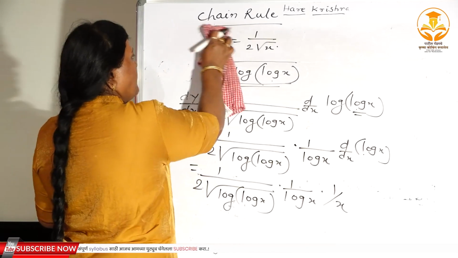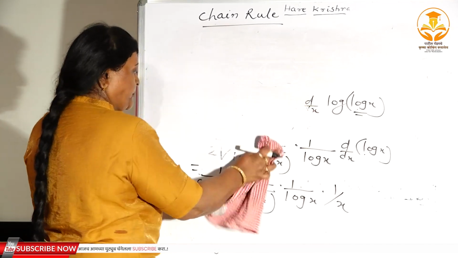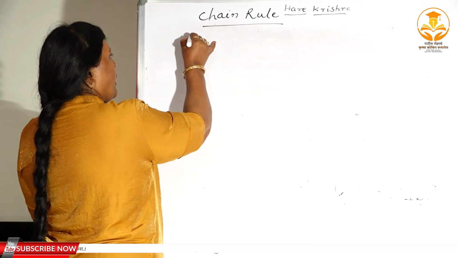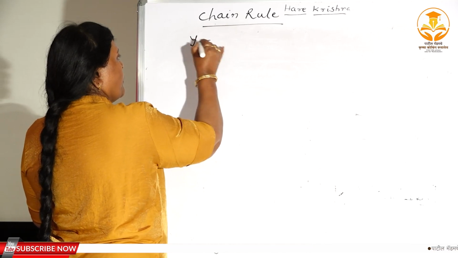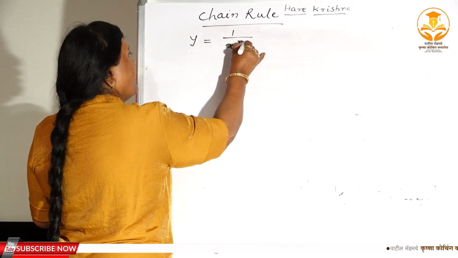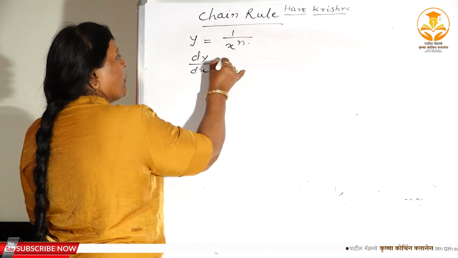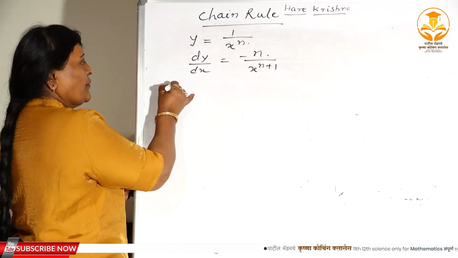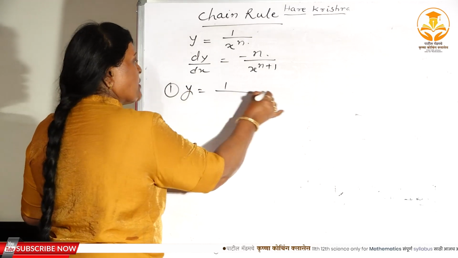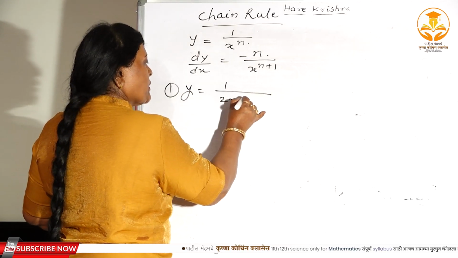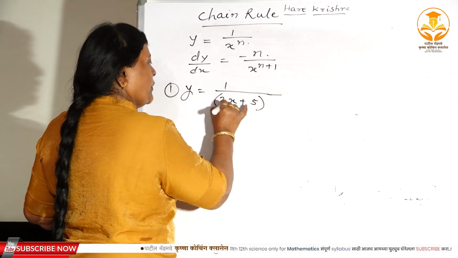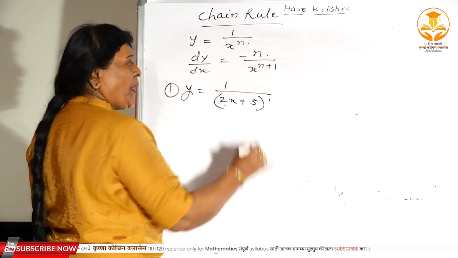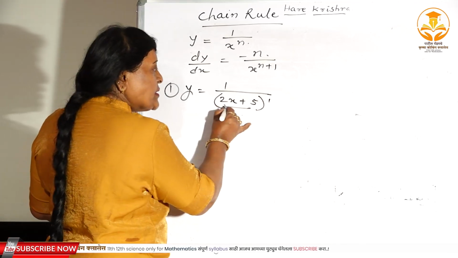Now the third one here, see, suppose I take, see here again y is equal to 1/x to the power n. What is the derivative? dy by dx is equal to minus n divided by x to the power n plus 1, right? Now see the first one, y is equal to, suppose, very simple, 2x plus 5, only this one, isn't it? 1/2x plus 5. Now what is the power? 1. This you have to consider as a u.